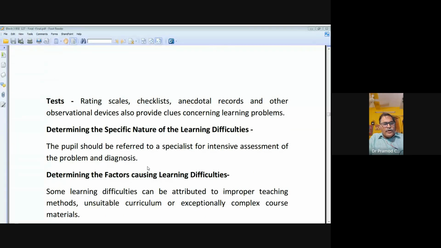But sometimes for diagnostic evaluation, we must take the help of the rating scale, checklist, and anecdotal records. When I say anecdotal records, then you must know all these things. That means the record of the child. Anecdotal record means the record of the child.